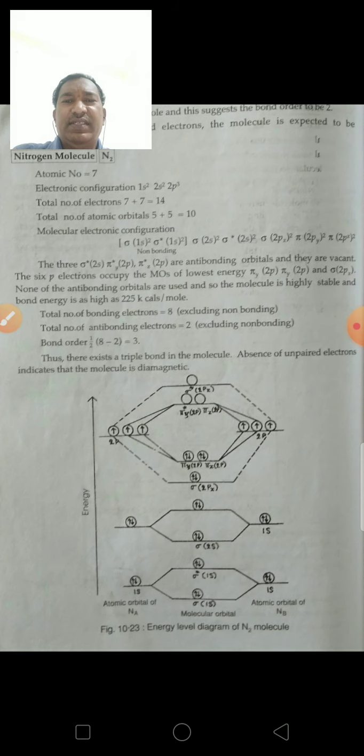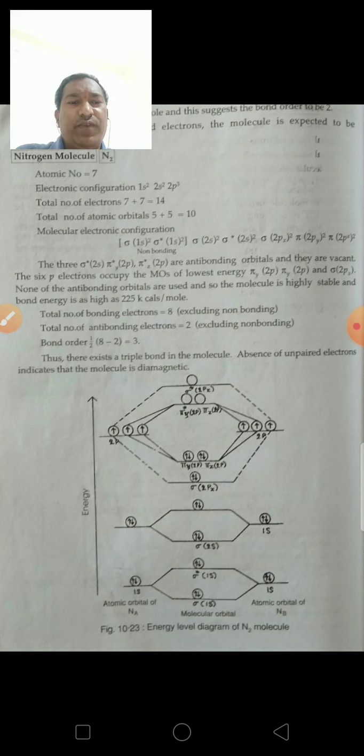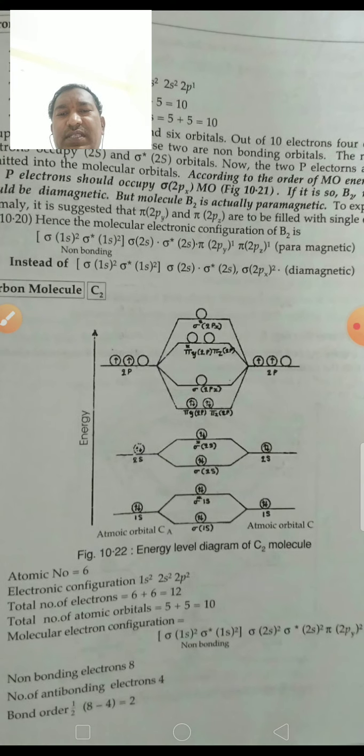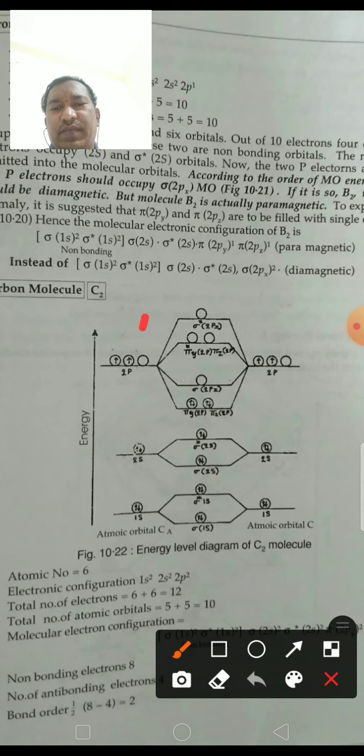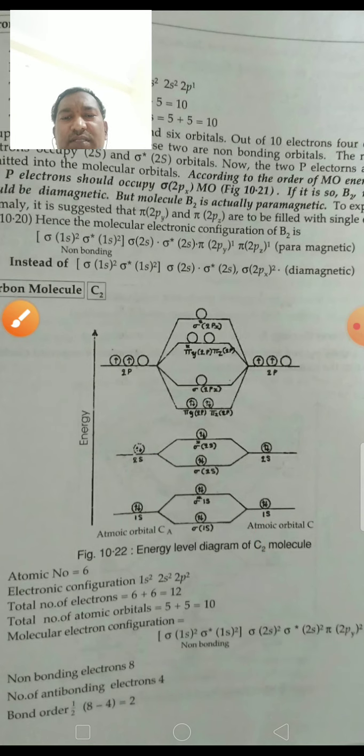So bond energy is 160 kilocalories per mole, and this suggests the bond order to be 2 as there are no unpaired electrons. So these 12 electrons we can fill like that. This is the carbon atom electronic configuration. This is another carbon atom electronic configuration. These are the molecular orbitals. These 12 electrons are filled in molecular orbitals.